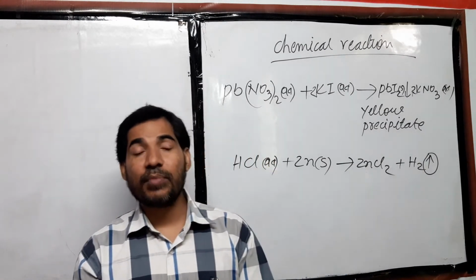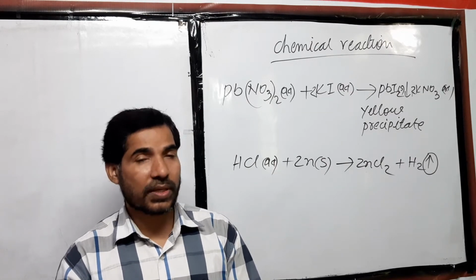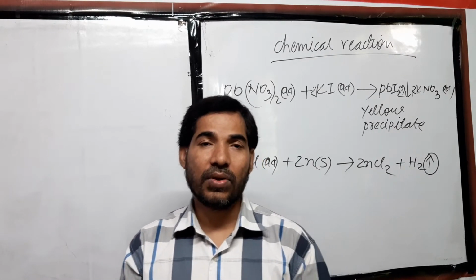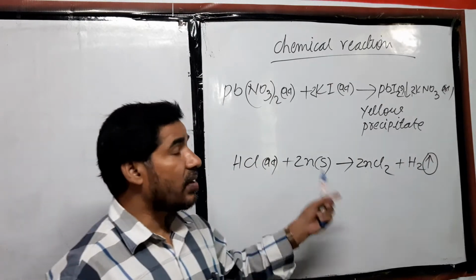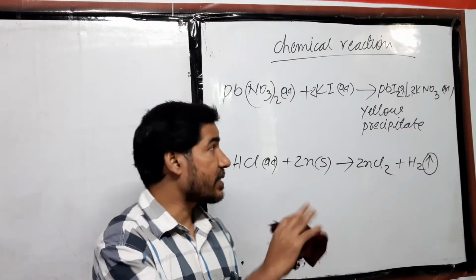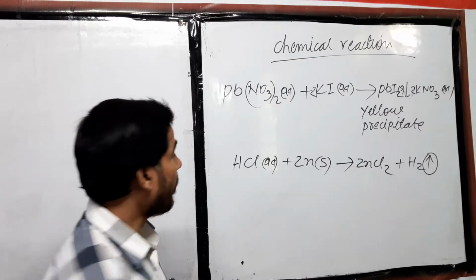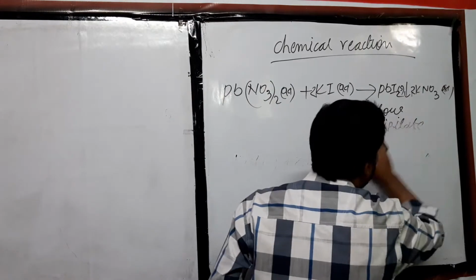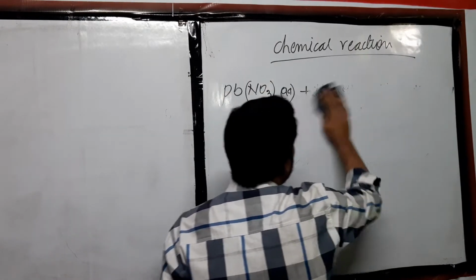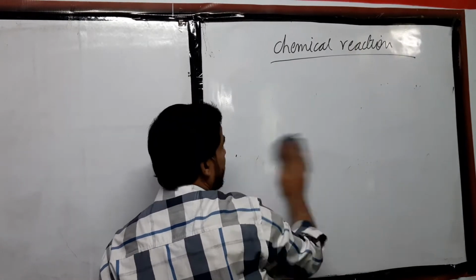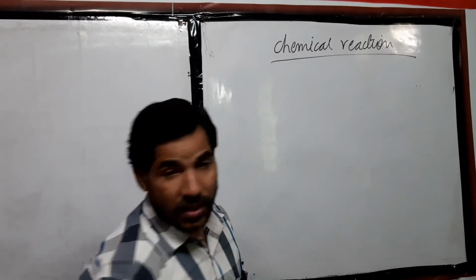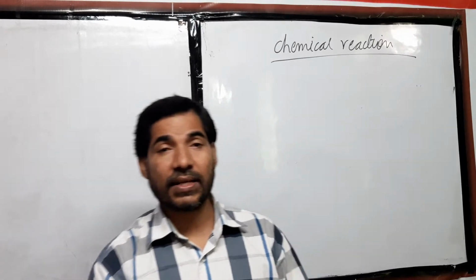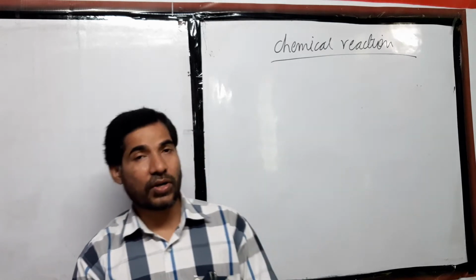Chemical reactions are mainly of 5 types, but according to some books it is of 7 types. One by one we will discuss. I am going to write the names of all the types of chemical reaction first on the board. First is called combination reaction. Second is called decomposition reaction. Third is called displacement reaction. Fourth is called double displacement reaction, and fifth is called redox reaction.